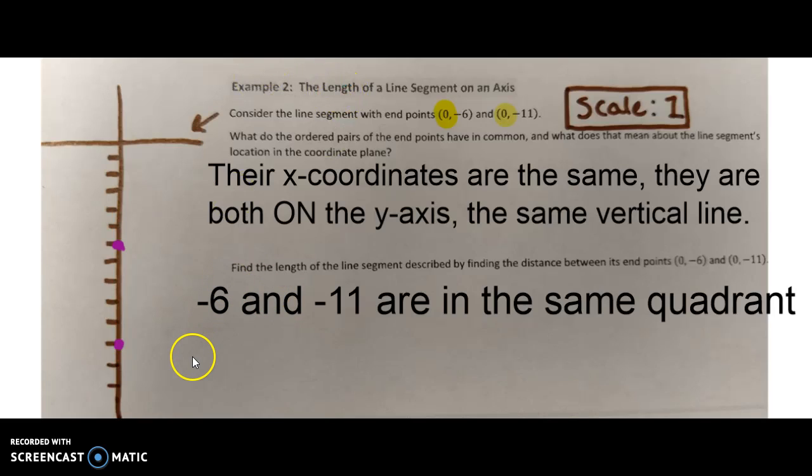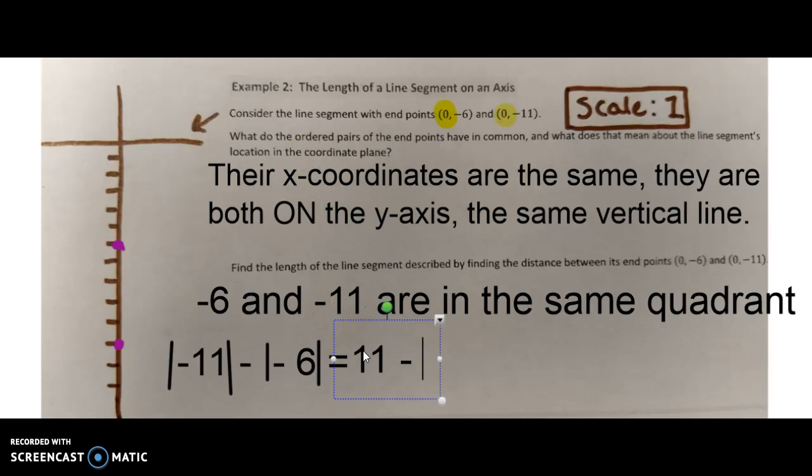So down here, let's go ahead and show our work. We're going to say the absolute value of -11 minus the absolute value of -6 equals, let's go ahead and add in our absolute value symbols. So draw your lines, absolute value of -11 minus absolute value of -6. So what is that going to equal? It's going to equal 11 minus 6, which equals 5. So my final answer is 5.